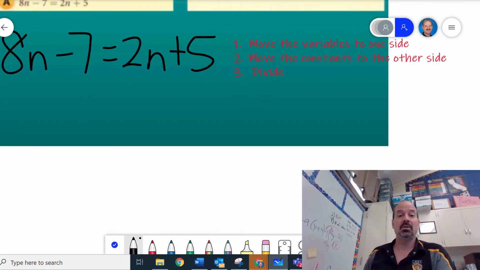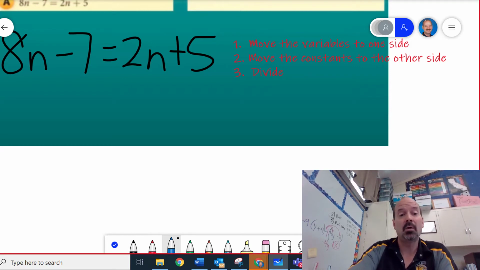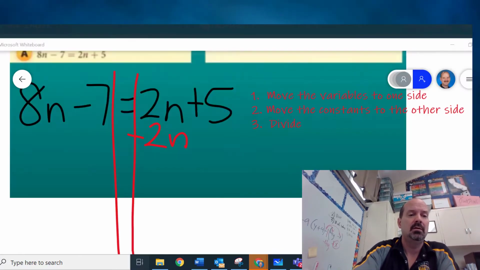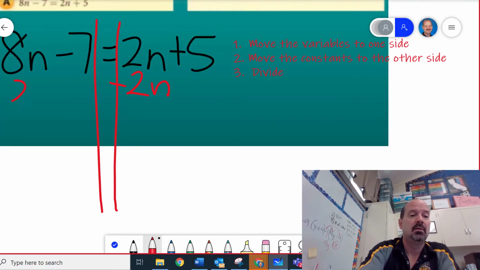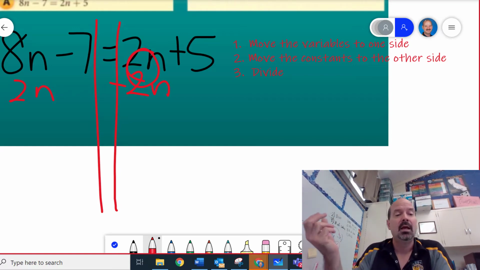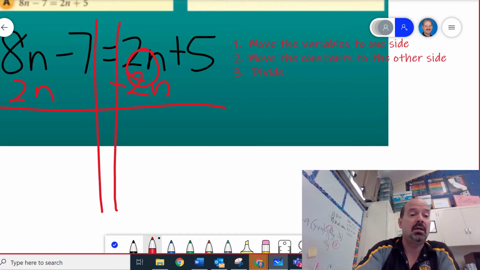The first step we're going to want to do is move the variables to one side. To do that, I pick the smaller one, which in this case is 2n. So we're going to take that 2n and subtract it. Why? Because 2n minus 2n is 0, so this goes away. That part's gone. And then the 8n minus the 2n is 6n.